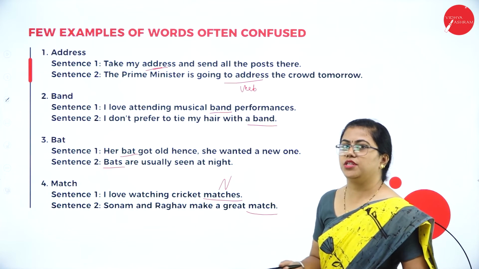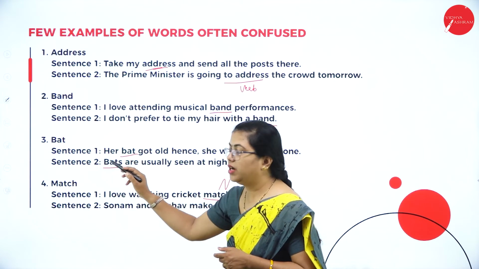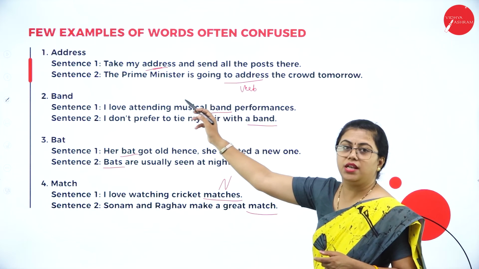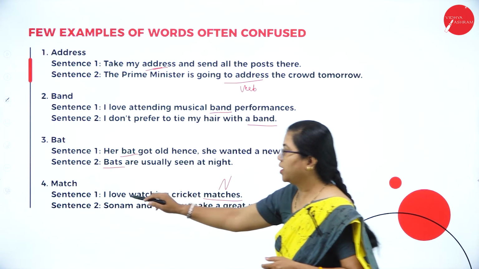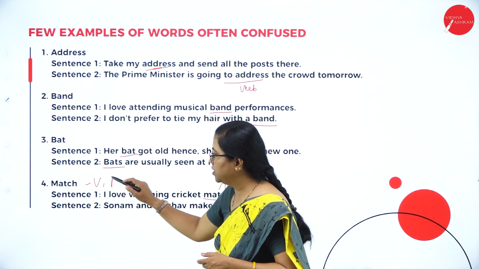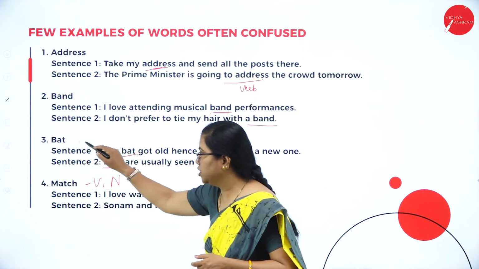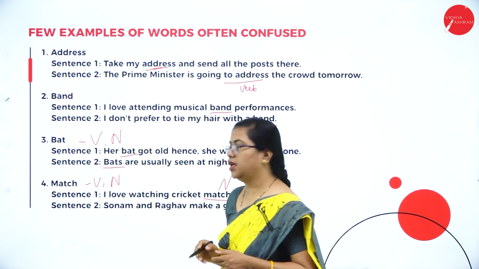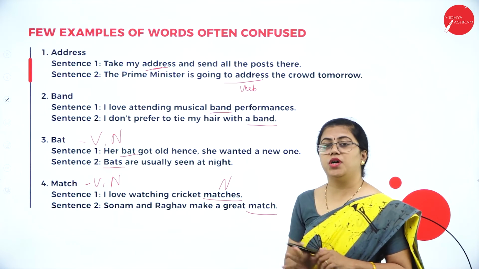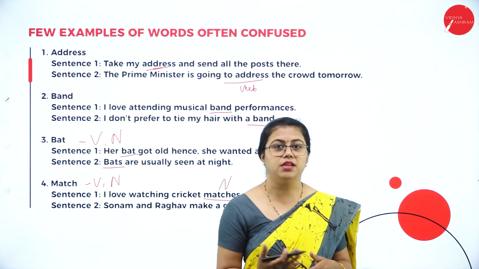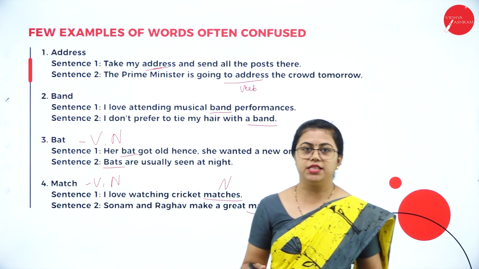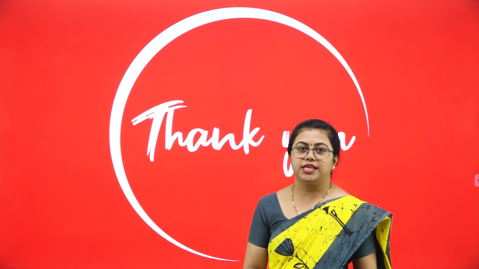Here the meanings are different, but you can use it as a different part of speech also, like we have used in address. Fine. So how can you use it? You can use it as a verb. You can use it as a noun also. As I told, this one also you can use as a verb. You can use it as a noun also. There are various words which can be used in different parts of speech or different meanings also. So this was the session about words that are often being confused.